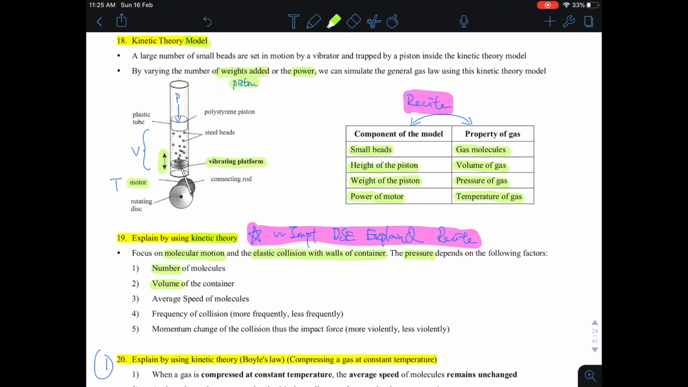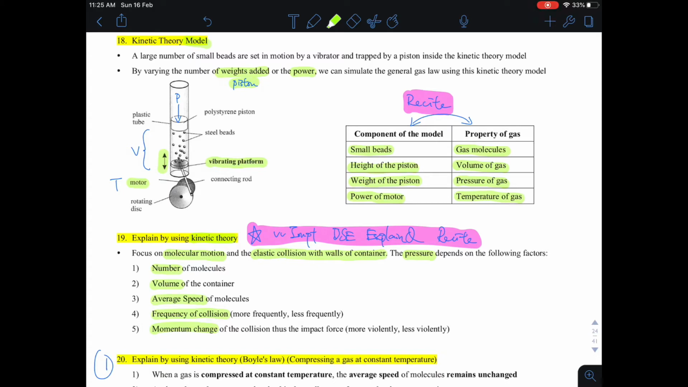And the average speed of the molecules: if the average speed is higher, then obviously the pressure increases. The frequency of collision: if you have the same speed but your frequency of collision with the wall is higher, then obviously the pressure will increase. And lastly, the momentum change. If you have a higher momentum change, that is, you are faster and heavier and rebound elastically, then your pressure will obviously be greater.